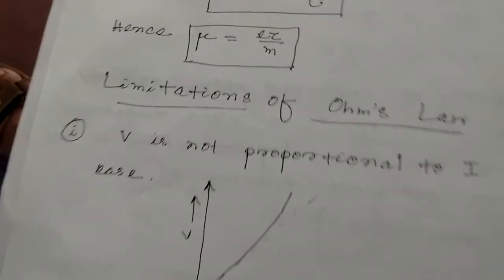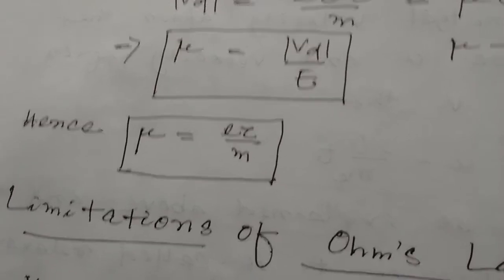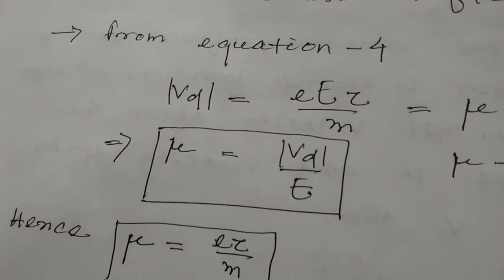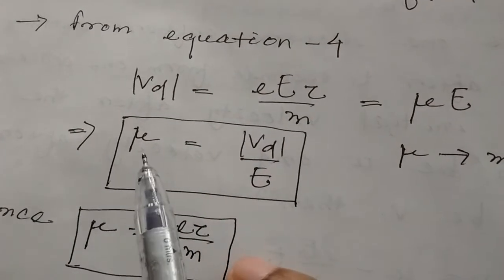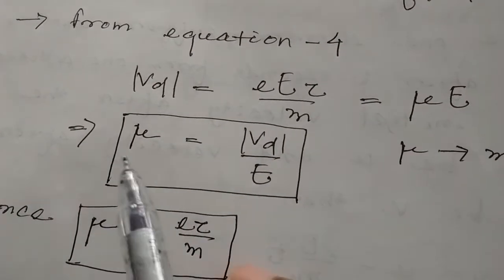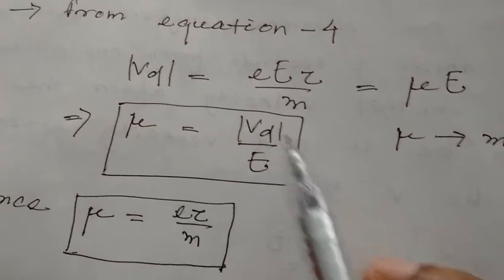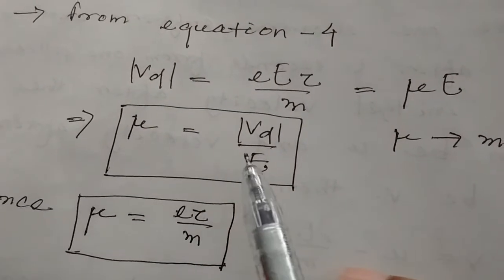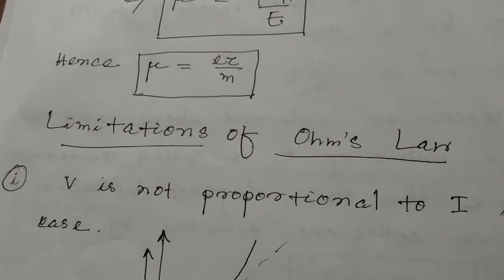Here you can see mu is E tau by m. Alternatively, from the above expression Vd is equal to mu E, so mu is equal to mod Vd by E. Mod means magnitude only, so Vd by E, this is the expression for mu. Next topic is limitations of Ohm's law.